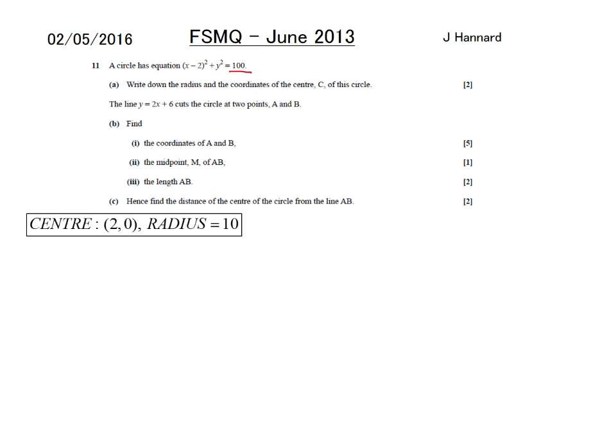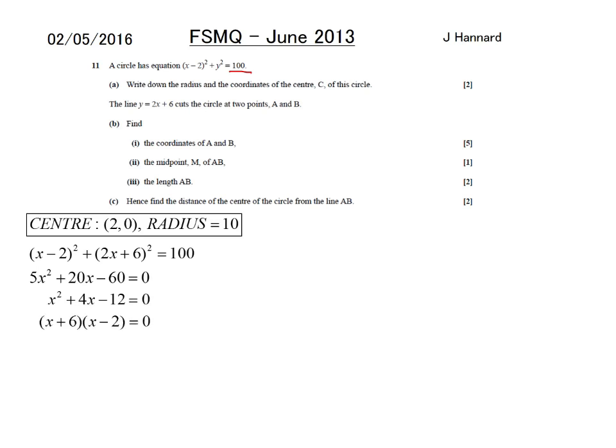The line y equals 2x plus 6 cuts the circle at 2 points A and B, so we let y equal 2x plus 6 and we'll square it and add it to x minus 2 squared and set it equal to 100. And we'll get that. See, common factor of 5 there, so I divide through and get that. And then that factorizes to that, and we get x equals minus 6 or 2. Put that back in, get your y's of minus 6 or 10.